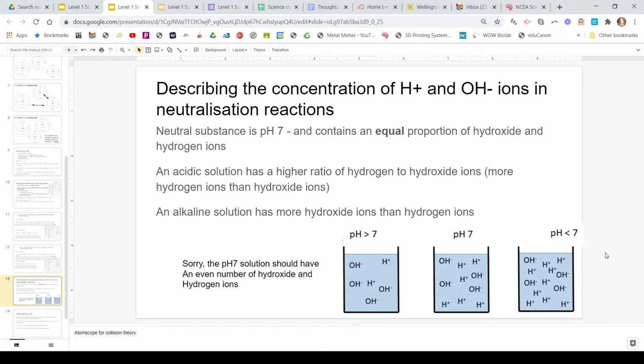Yeah, question about spectator ions. To the best of my knowledge, you don't need to deal with spectator ions in the level 1 acids and bases paper. You could go and double check the standard for that, but yeah, I'm pretty sure that's the case. We don't need to worry about spectator ions.